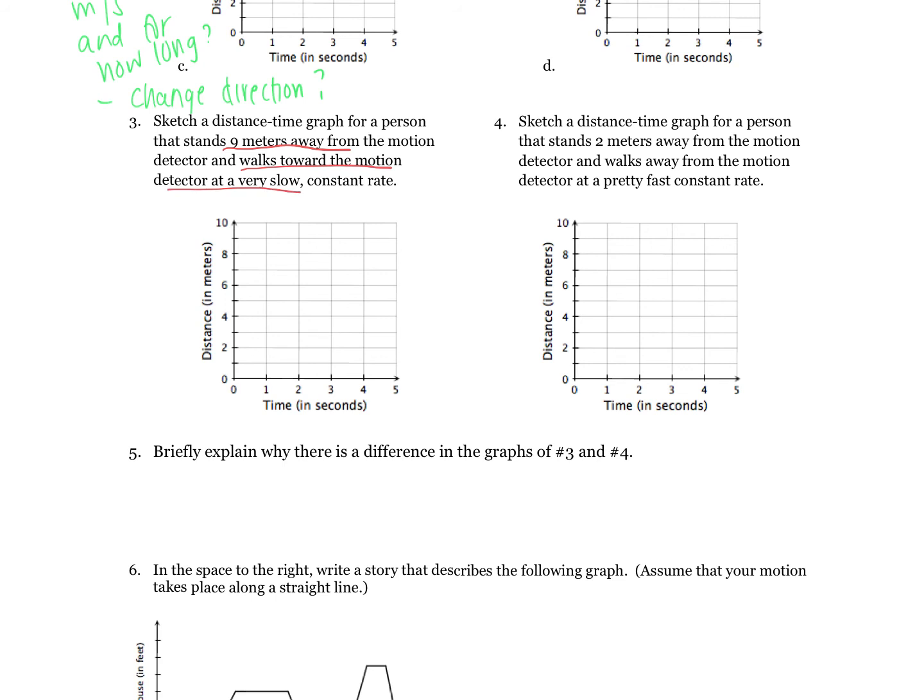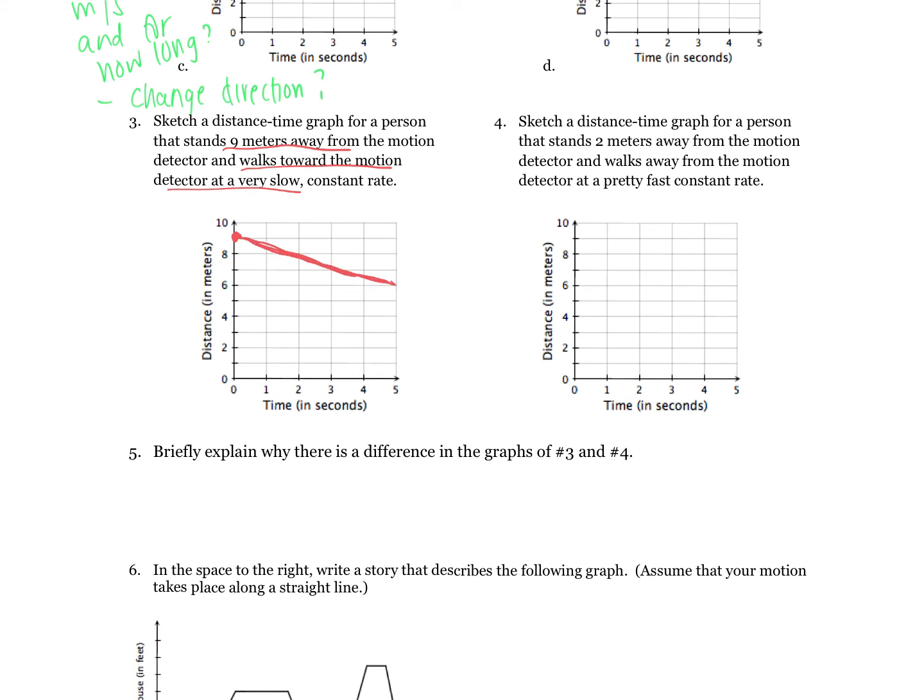So the first thing I know is that I'm starting 9 meters away. Okay. Now, we know that if it's a constant rate and we're moving kind of slow, it's not going to look like this, right? Because that would mean we're running. So you're just going to kind of guesstimate, and maybe you're walking like so. Okay, that would be a straight line, obviously. Okay, a little hard to draw. But it would look something like that.